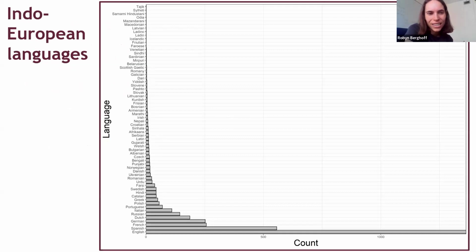visually. We have two visualizations here. Indo-European languages, which were the largest family in the study, we have visualized in this figure. You'll see English at the bottom there is really by far the most dominant, both overall and in terms of languages within this particular family that showed up in the sample. But then we've got Spanish, French, German, etc., going all the way up to languages that really only occur once or twice in the sample.